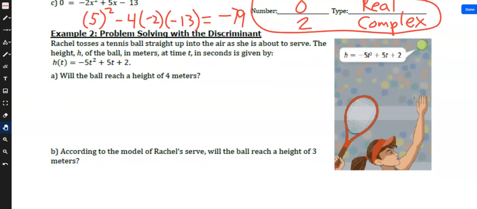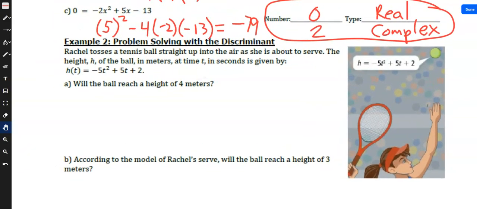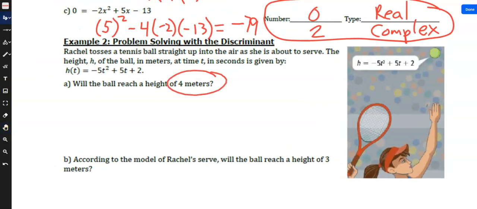Rachel tosses a tennis ball straight up into the air, and as she is about to serve, the height of the ball in meters at time t is given by this formula. Will the ball reach a height of 4 meters? Now, whoa, let's lock that in. The 4 meters would go over there. 4 equals -5t squared plus 5t plus 2.